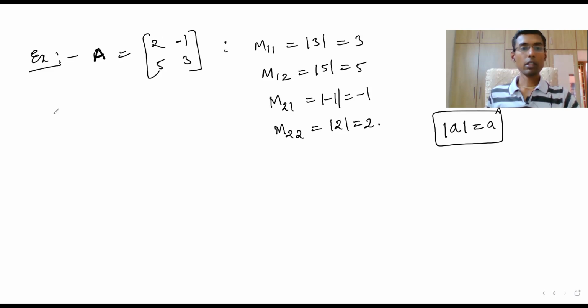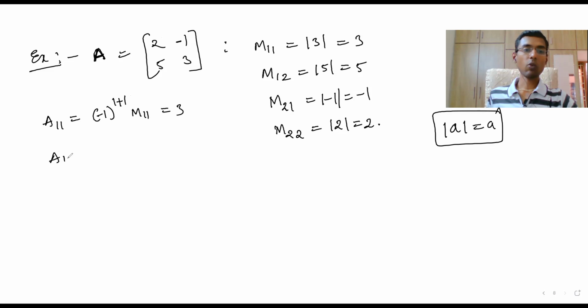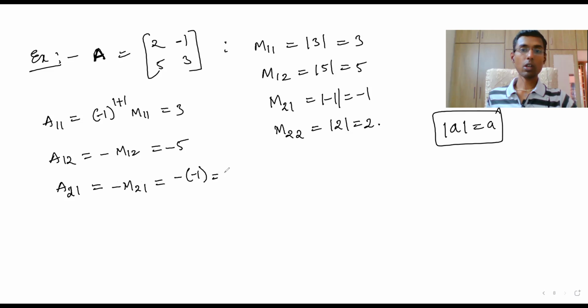Then the cofactor. I am finding the cofactor. Minus 1 to the power of 1 plus 1, into M11. Minus 1 to the power of 2 is plus only. We can directly write this is 3. And A12 is minus M12. I am writing minus directly because 1 plus 2 is 3, minus 1 to the power of 3. This is minus 5. A21 is minus M21, and this is minus of minus 1, that is 1.